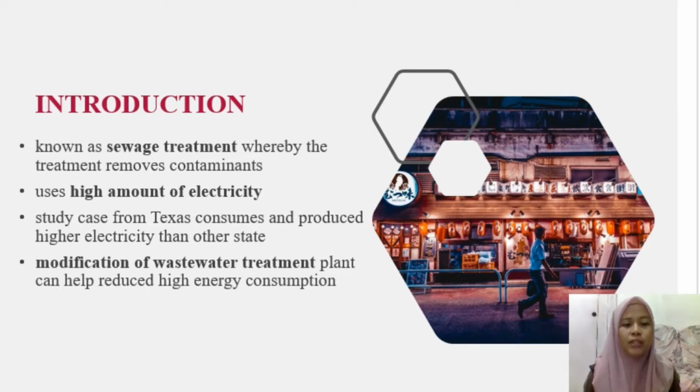This paper studies a case from Texas, which is a state from the United States that consumes and produces higher electricity than any other state. This paper emphasizes the modification of wastewater treatment plants that can help reduce high energy consumption through two processes, which are anaerobic digestion and biosolid incineration.